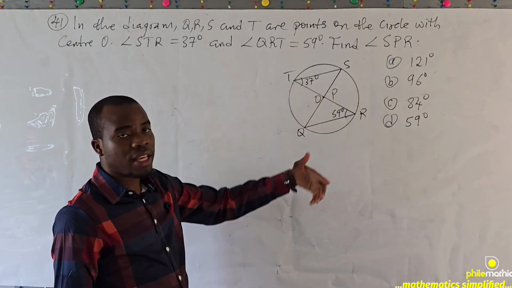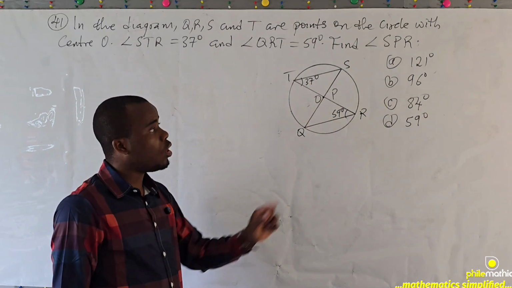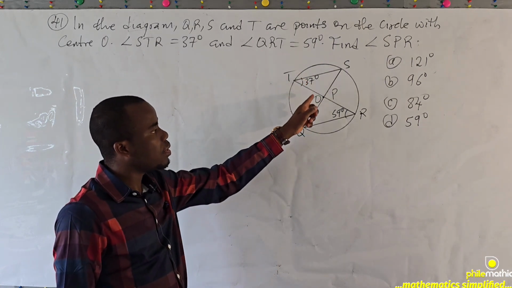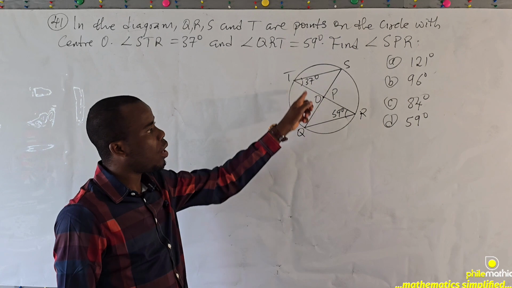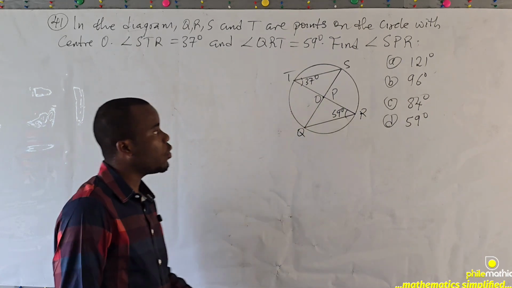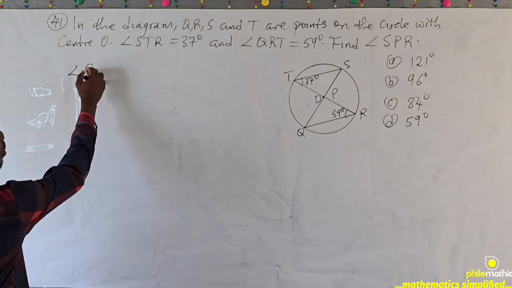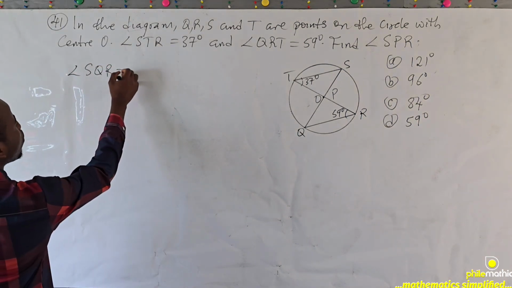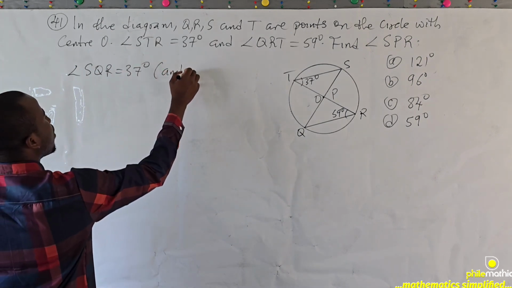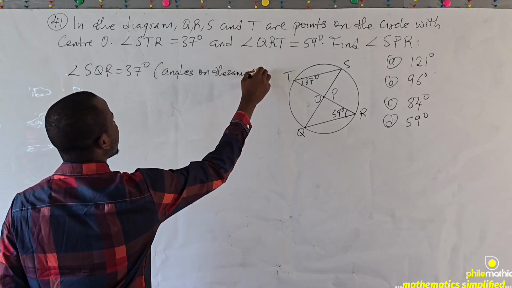In circle theorems, you start with the angles you know. So if I know this angle, what can I get from this? I can get this. These two angles are equal because angles on the same base are equal from the circle theorem. So angle SQR equals 37 degrees. Angles in the same segment.